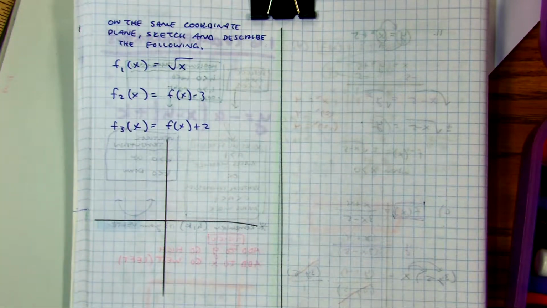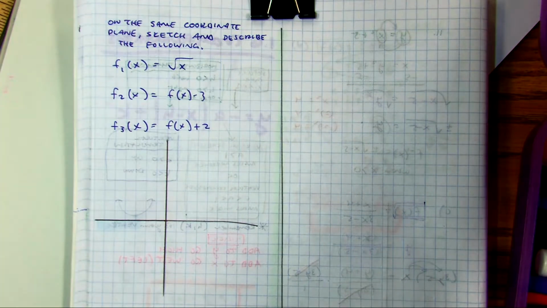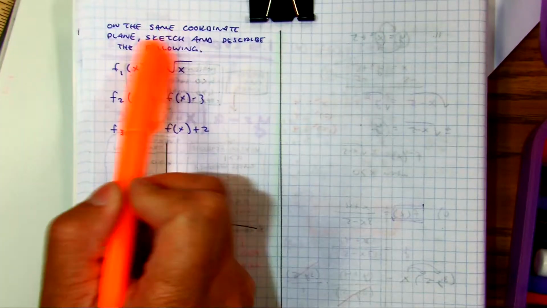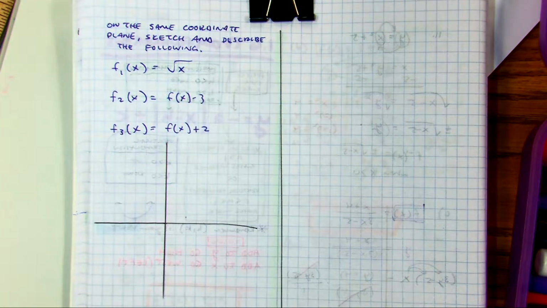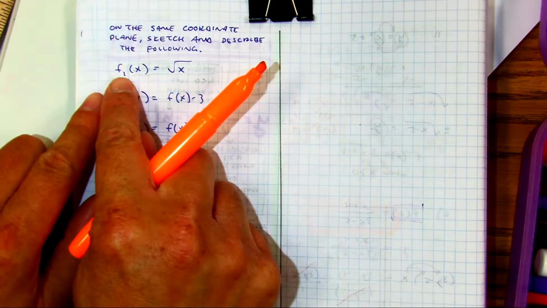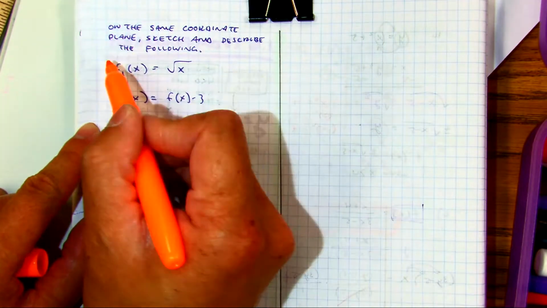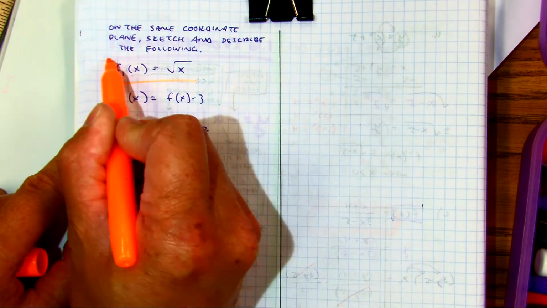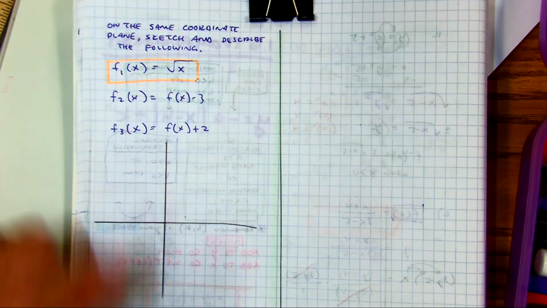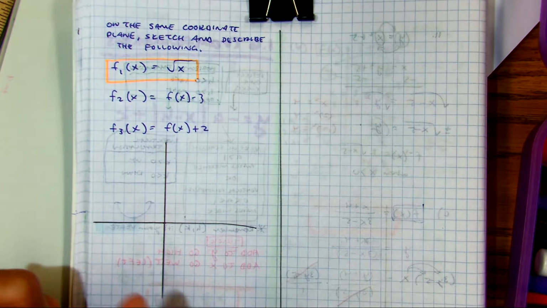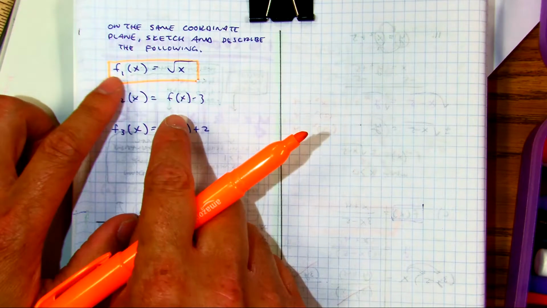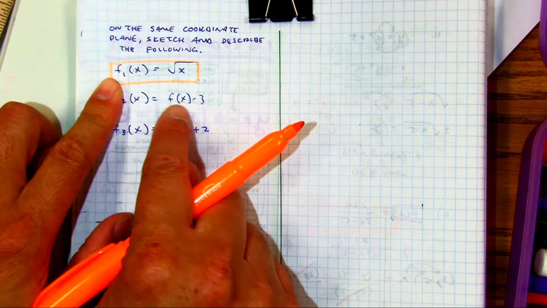Alright, let's go ahead and look at this problem on the same coordinate plane. Sketch and describe the following. So here you have three functions, 1, 2, and 3, and the first function is the square root of x. This is your parent or mother function. Now, the first function and f of x are the same. Does that make sense?